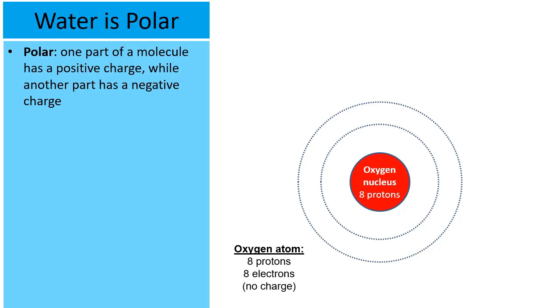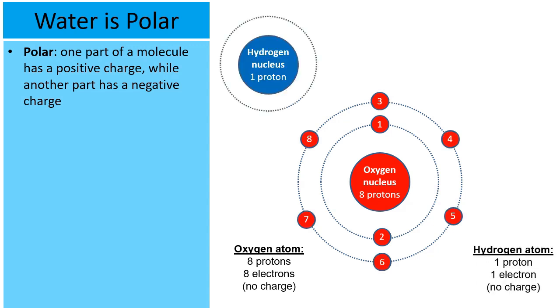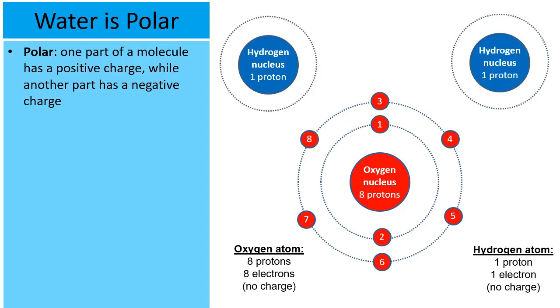I'm going to draw the 8 electrons of oxygen. There's going to be 2 electrons in level 1 and 6 electrons in the second level. Now water is also made from hydrogen atoms, and so I'm going to add 2 hydrogen atoms. Hydrogen has 1 proton in its nucleus and then 1 electron in its outer level. So by themselves, all 3 of these atoms are unstable, but they also have no charge, all 3 of them.